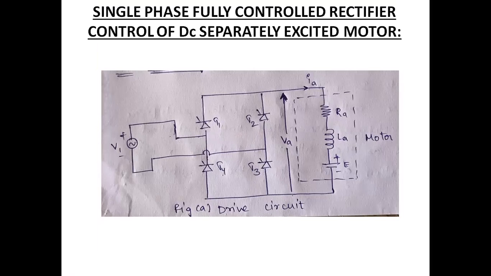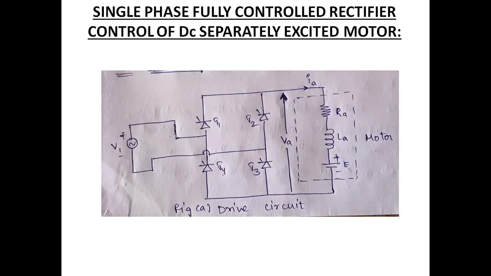When the armature current flows continuously, it is called continuous conduction. If the armature current does not flow continuously, it is called discontinuous conduction. The drive we are considering mainly works in discontinuous conduction.